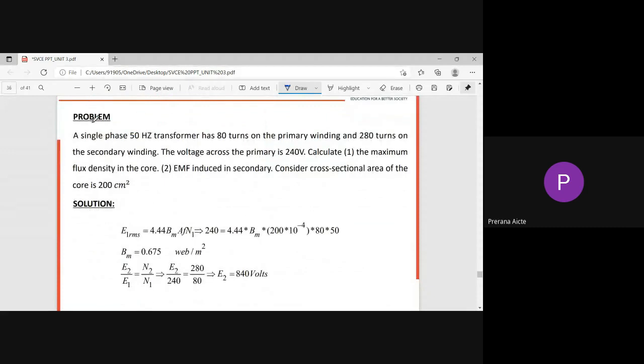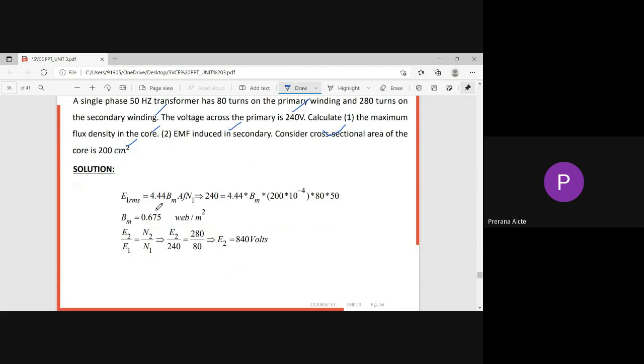See here, some problems from the GATE point of view. A single phase 50 Hz transformer has 80 turns on the primary winding and 280 turns on the secondary winding. The voltage across the primary is 240 volts. Calculate the maximum flux density in the core and the EMF induced in the secondary. Consider the cross-sectional area of the core as 200 centimeters square.